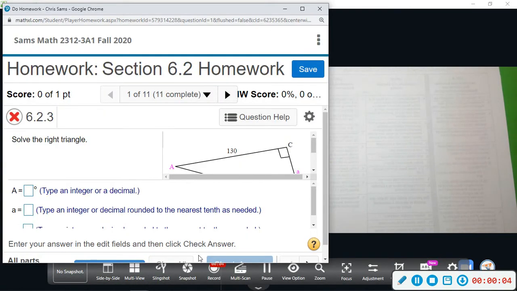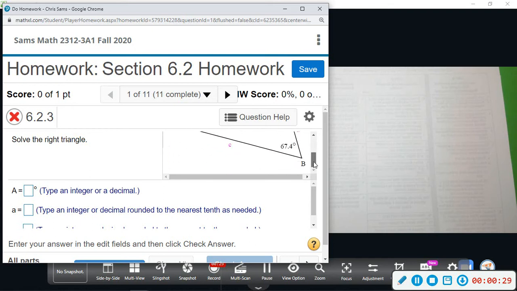Alright, so this is 6.2. We're going to be going over trig and solving right triangles. The picture is kind of hard to see. We have a triangle ABC. We have angle B, and we have side B. Okay, the side is always opposite the angle. So wherever the letter of the angle, the side is opposite.